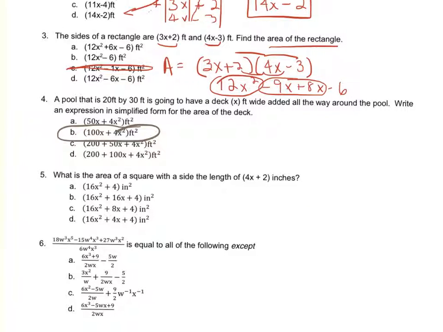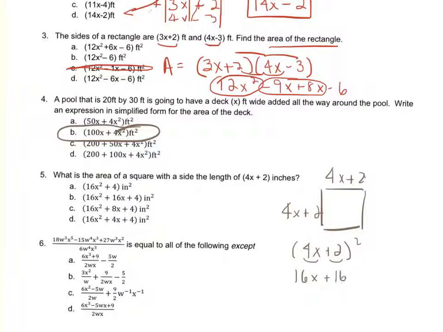Number 5, find the area of a square. Squares have the same length and width. So I just take 4x plus 2 times 4x plus 2. We had a shortcut for squaring binomials, if you remember it. Square the first term, multiply the two terms and double them. That's 8x doubled, 16x, and square the last term, 4.